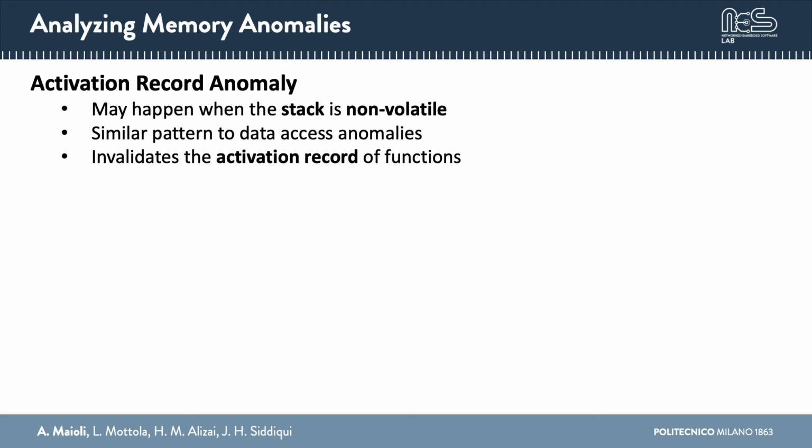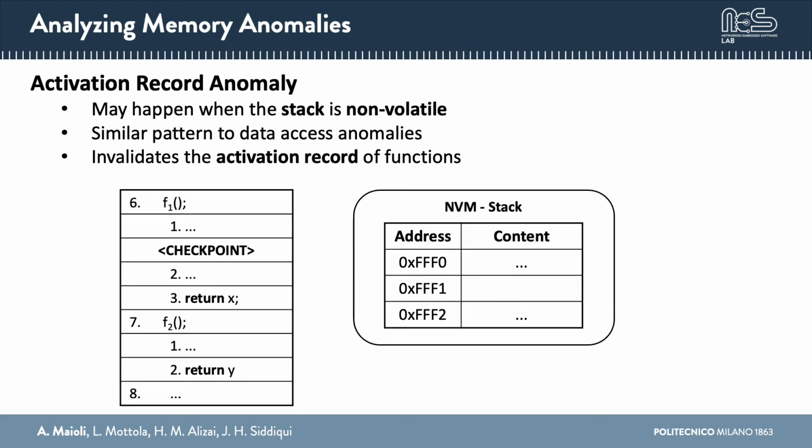Following such pattern, we identify that when we allocate the stack onto non-volatile memory, we may have an activation record anomaly that invalidates the activation record of functions. For example, let us consider the execution of this program where the stack is allocated onto non-volatile memory. We execute a call to function f1, which allocates a stack frame for f1 and writes f1 activation record inside it. Note that the activation record contains f1 return address, which points to line 7.